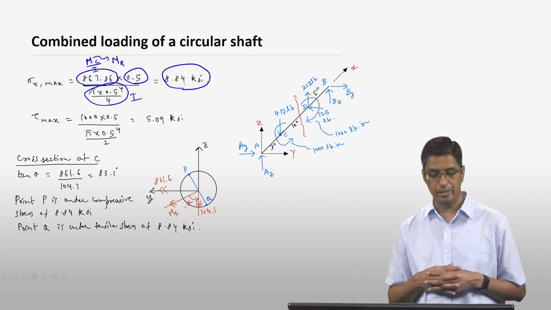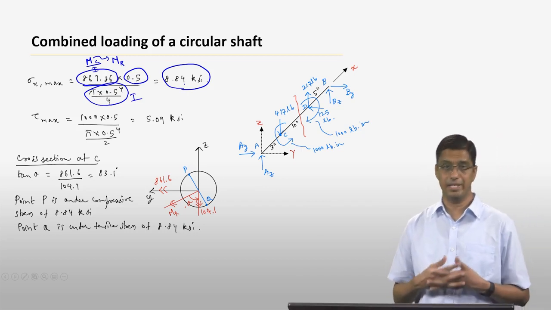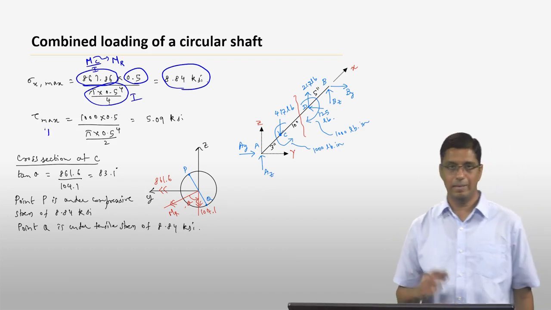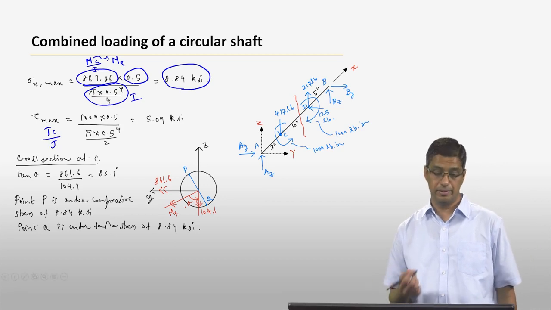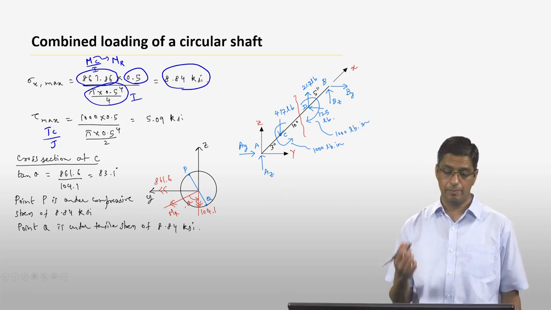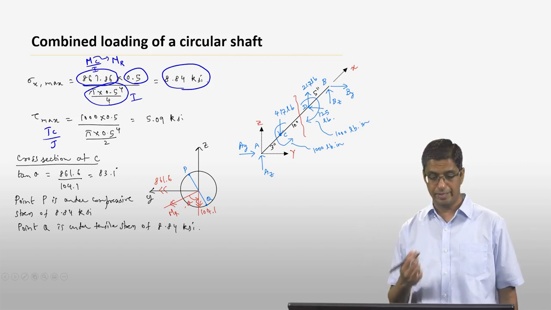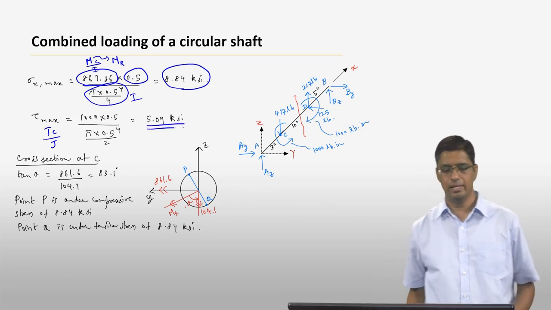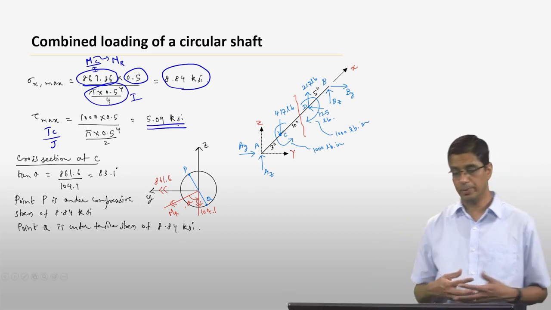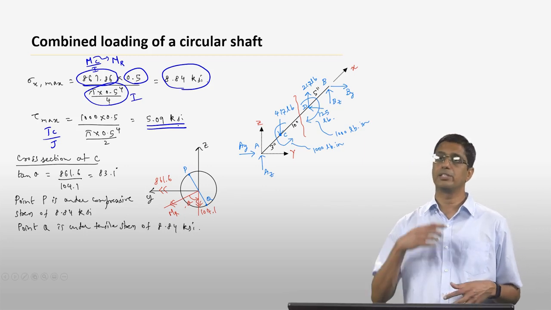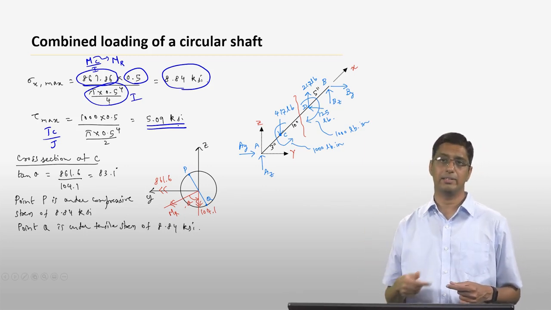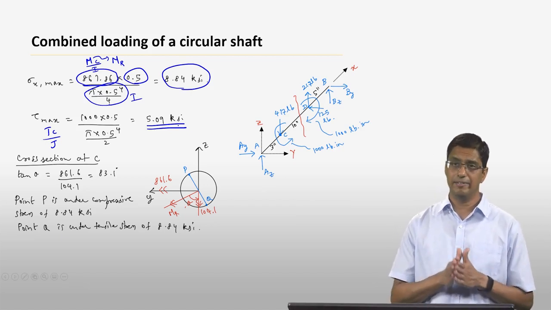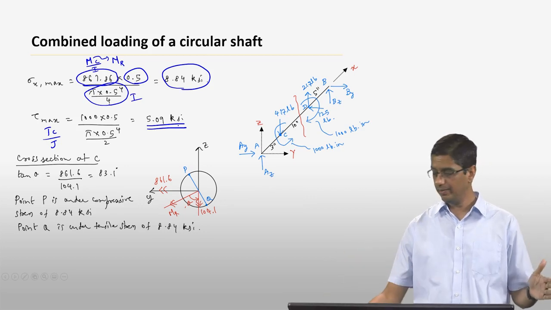KSI. You can also find out what the maximum shear stress is. This is nothing but Tc over J. The maximum torque we know is 1000 pound inches. C is again 0.5. J is now pi times 0.5 to the 4 divided by 2. If you do that calculation, you find out that the maximum shear stress is going to be 5.09 KSI. This maximum shear stress is going to occur at every point along the circumference of the shaft.